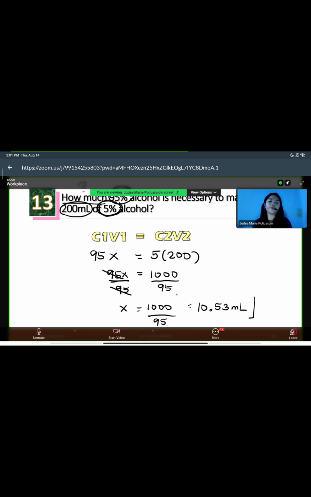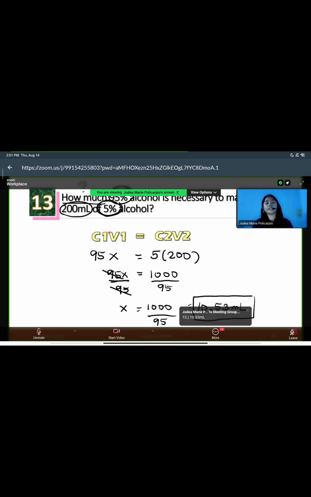Okay, so therefore, what would now be the final answer natin for item number 13? For item number 13, no, the best answer will be 10.53. Okay, 10.53 ml. Okay, so therefore, wag kakalimutan yung formula natin. C1V1 is equal to C2.